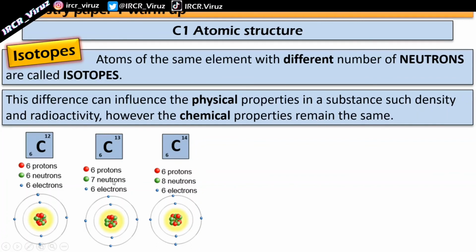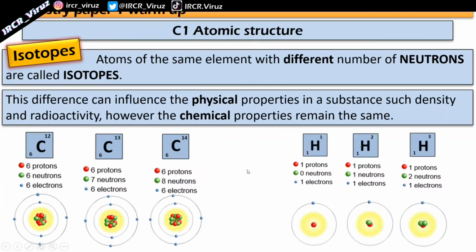It might lead it to melt or boil half a degree higher or half a degree lower. Again, physical properties. We also have the ones for hydrogen. You got hydrogen 1, 2, and 3. You can see they all have one proton, they all have one electron. The difference lies within the neutrons: 0 neutrons, 1 neutron, 2 neutrons. And again, this is something that can be related to the physical properties.